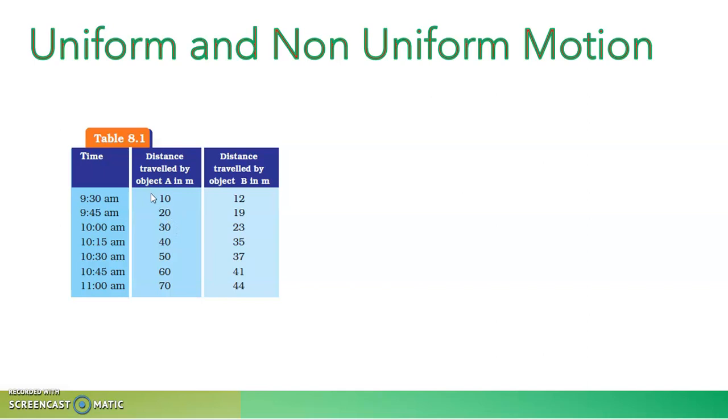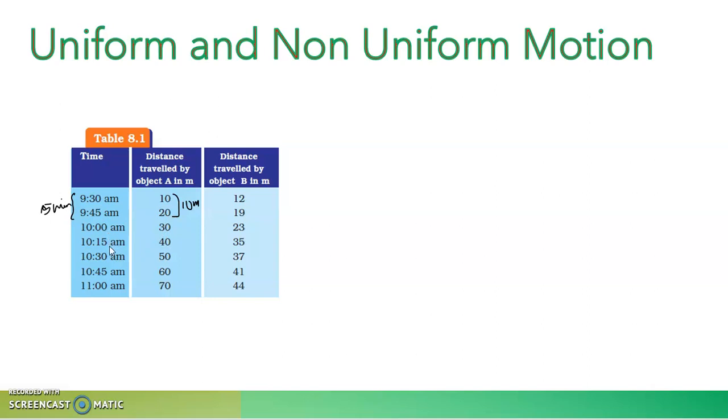So let's check what is the situation for object A. 9:30 to 9:45 a.m. There is a time interval of 15 minutes, right? So the distance traveled by A in that 15 minutes is 20 minus 10, that is 10 meters. Now let's take the next 15 minutes, say 9:45 to 10 a.m. So it is 20 to 30. That means again 10 more meters it is traveling.